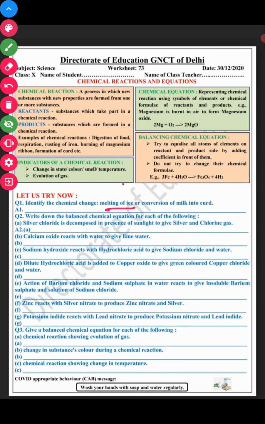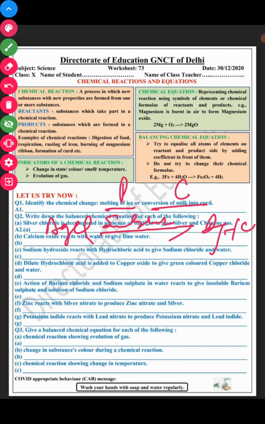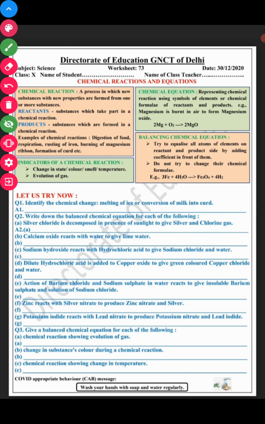Next, identify the chemical changes. Melting of ice is a physical change, conversion of milk into curd is a chemical change. Write down the balanced chemical equation for each of the following. Silver chloride is decomposed in the presence of sunlight and gives silver and chlorine gas. If you write silver chloride AgCl, in the presence of sunlight it is converted into Ag plus Cl2. So you have to balance this, put 2 in front of everything.